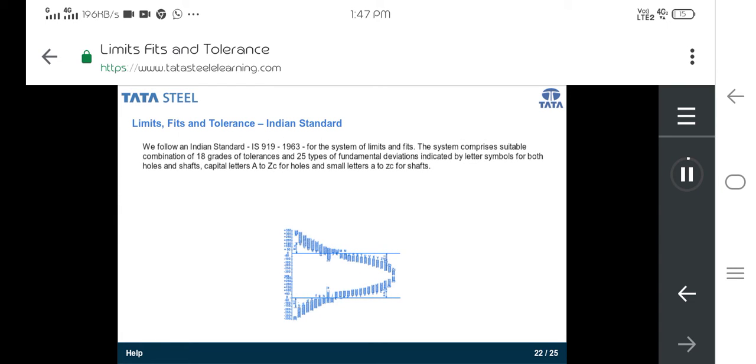We follow an Indian standard, IS 919-1963, for the system of limits and fits. The system comprises suitable combination of 18 grades of tolerances and 25 types of fundamental deviations, indicated by letter symbols for both holes and shafts.